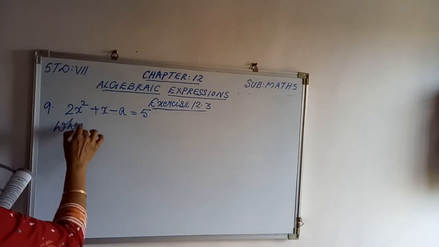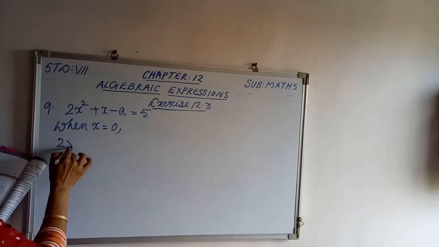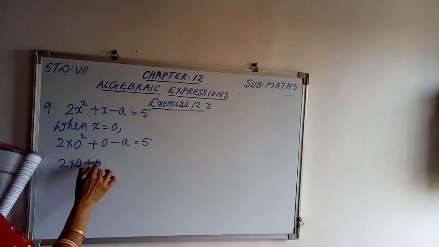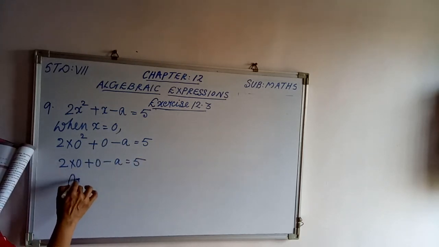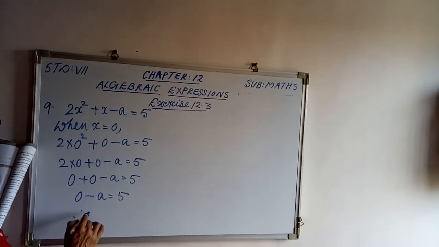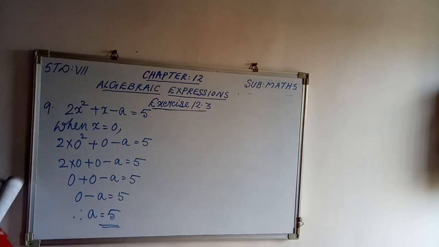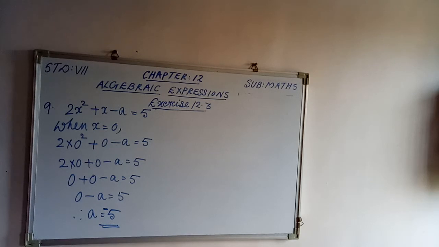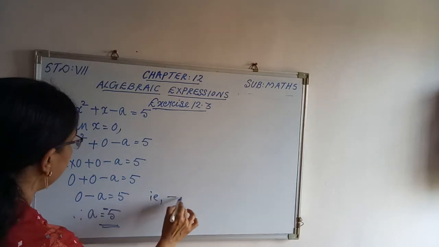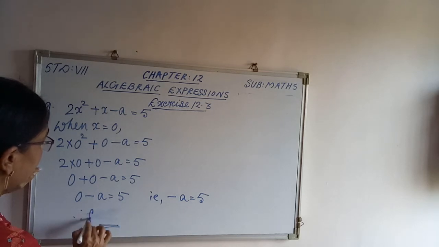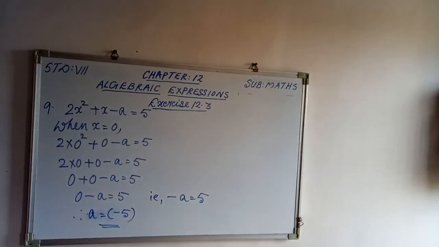So we can write, when x is equal to 0, 2 into 0 square plus 0 minus a is equal to 5. That is 2 into 0 plus 0 minus a is equal to 5. 2 into 0 means 0. 0 plus 0 minus a is equal to 5. Right? 0 minus a is equal to 5. Therefore, what is a? A is equal to 5. Sorry, what's that? A is equal to minus 5. The value of a is equal to minus 5. So, 0 minus a, that means minus a. So minus a is equal to 5. Therefore, a is equal to minus 5. Is that clear?